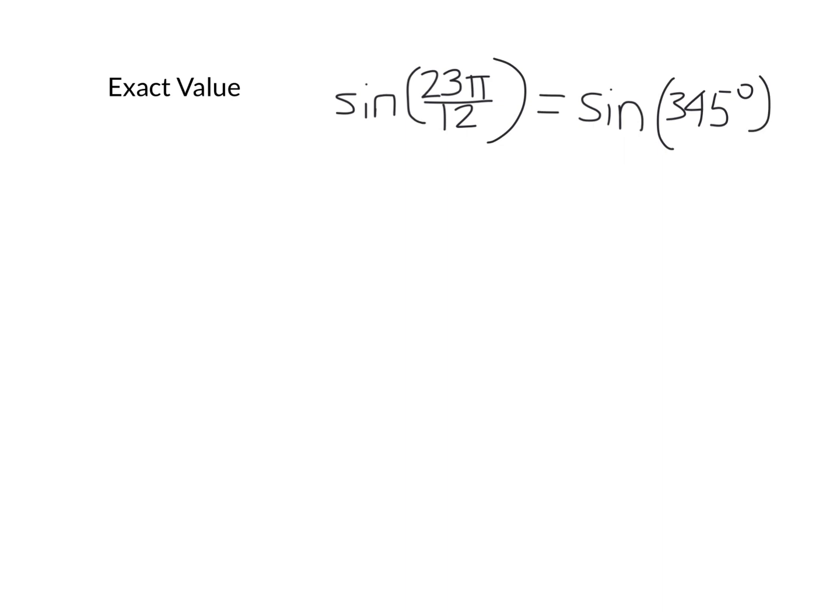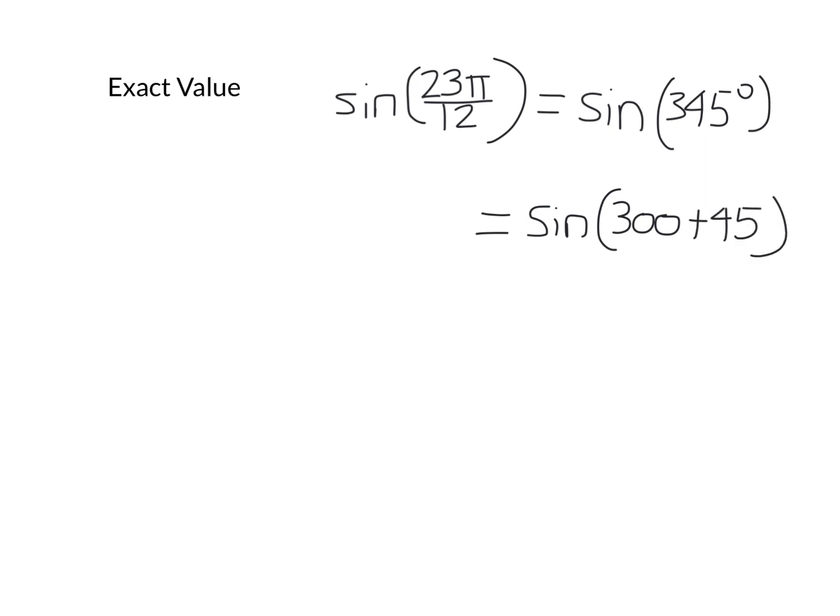Well, we need to write it in terms of exact values that we know. So we know, for example, the exact value of sine 300. We know that because sine of 300 is just negative sine of 60. We also know the exact value of sine 45.